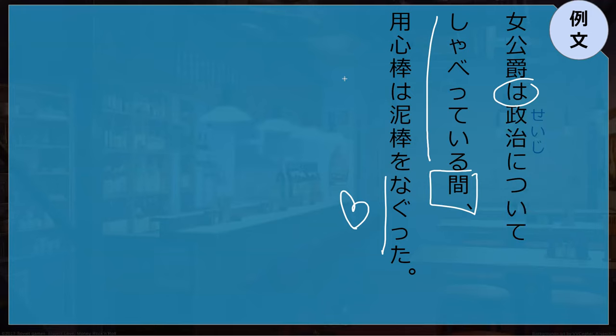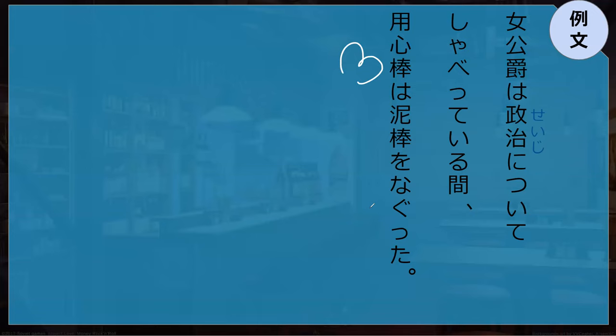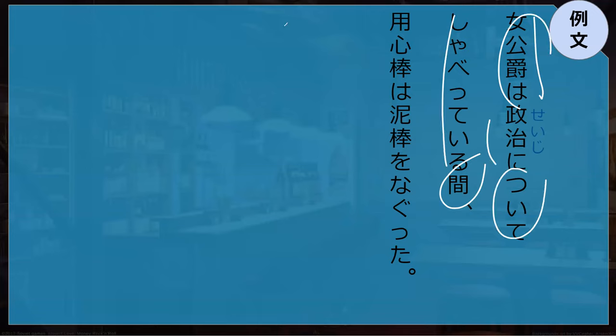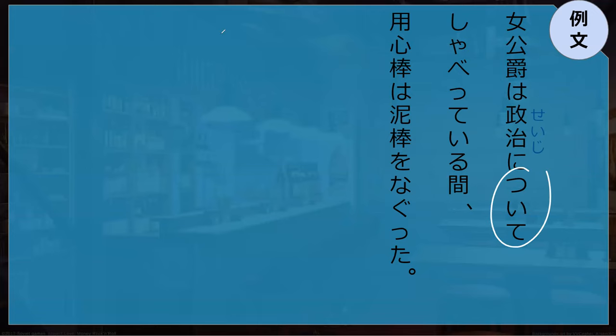So when the Duchess was having a conversation about politics, the bodyguard, Yojimbo wa, inagutta the thief. He punches the thief, dorobo. Perfect. Yeah. When the Duchess was chatting about politics, because tsuite is "about." So if you want to say "about the politics," you'd have to have a noun here, like onna koshaku no seiji, like that.